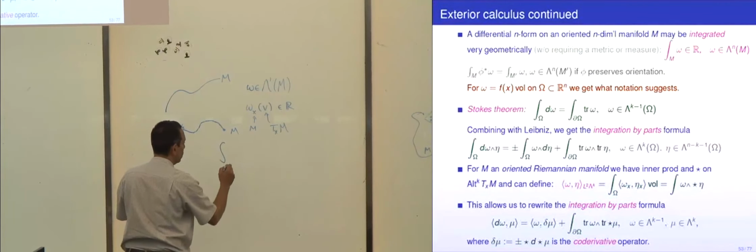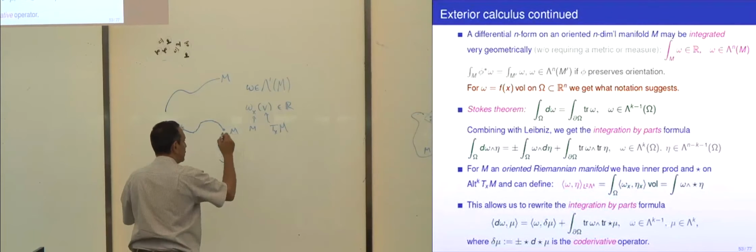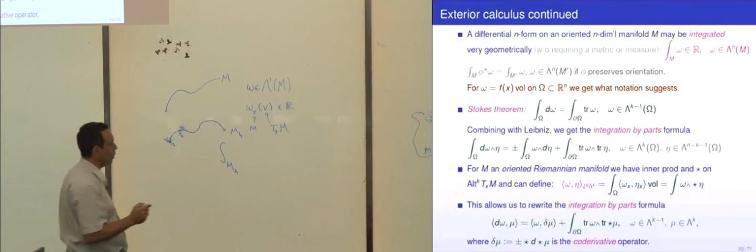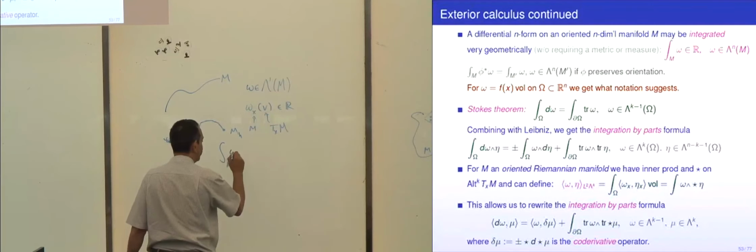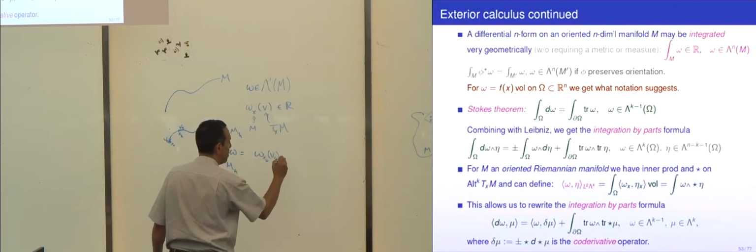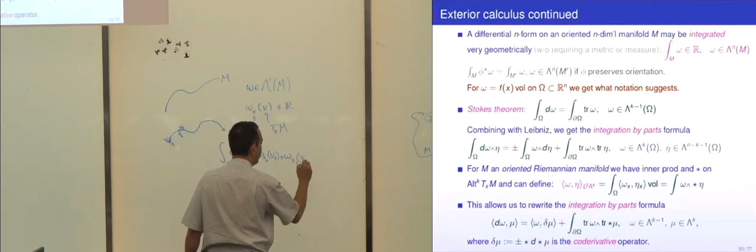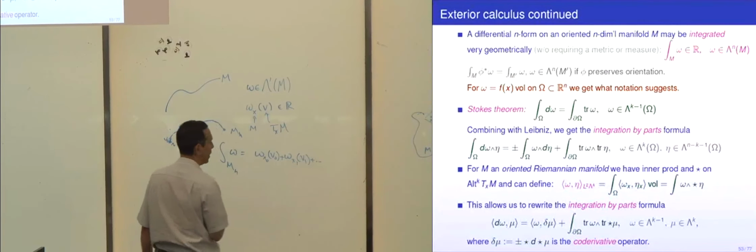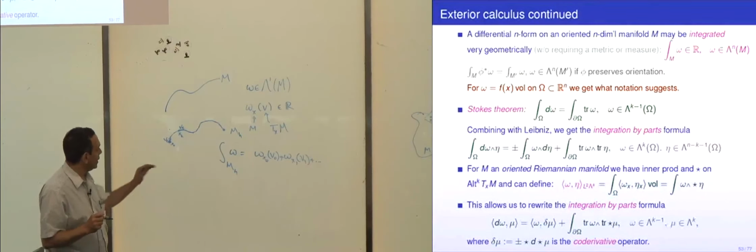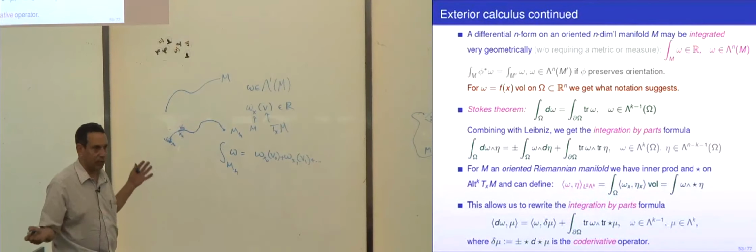So the integral over m, let's call this mh, it's a finite element notation. The integral of omega over mh is just you take omega at x0 and apply it to v0, and omega at x1 and apply it to v1, and so forth. That's a sum. Okay? So what did I need? I needed something that takes a vector and gives you a number. That's what a differential form is.